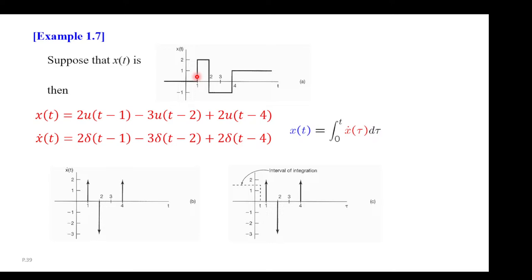This algebraic equation describes this function, and then you take the derivative of it, and you get three delta functions. Taking the derivative of u of t minus 1 gives delta of t minus 1, and all the coefficients come down. So you get these three delta functions here: 2 times delta of t minus 1, which actually means the height is infinity, but if you integrate over this peak, you get an area of 2. And minus 3 times delta of t minus 2, and plus 2 times delta of t minus 4. So peaks at 1, 2, 4, with areas 2, minus 3, and 2.